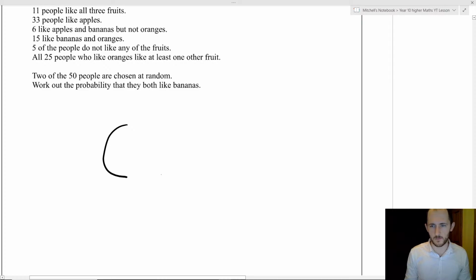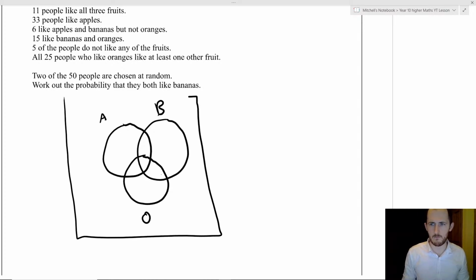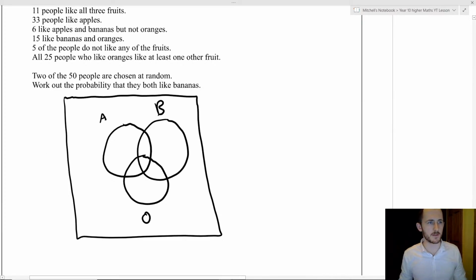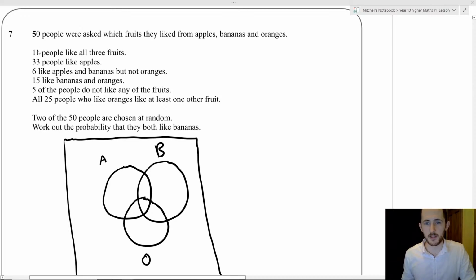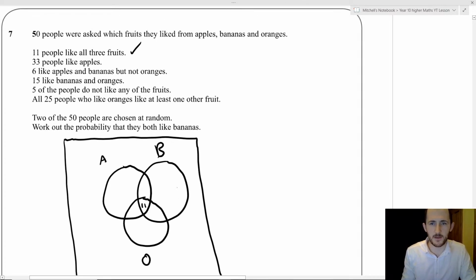So, apples. I'm trying to make sure that my overlap is big enough that you guys can actually read what's happening. Okay. So once again, we'll start from the middle. So it's roughly in order of when we're going to use it. 11 people like all 3, so that makes our life slightly easier. And again, tick off the piece of information.